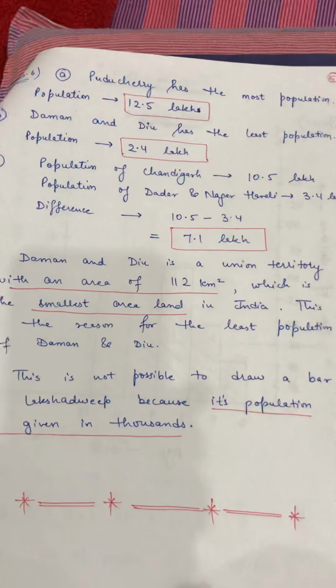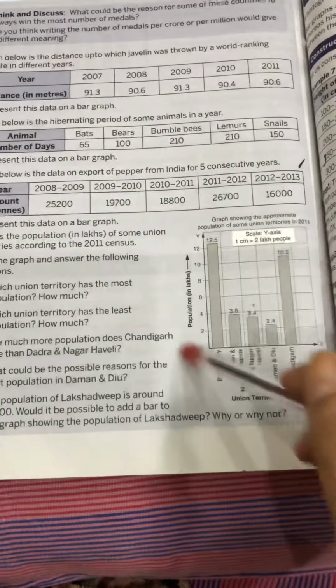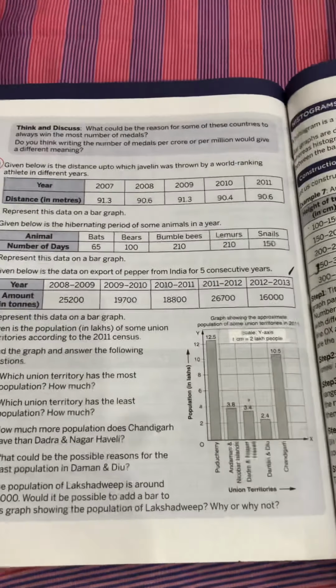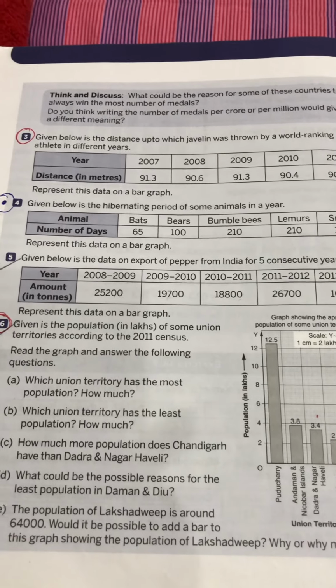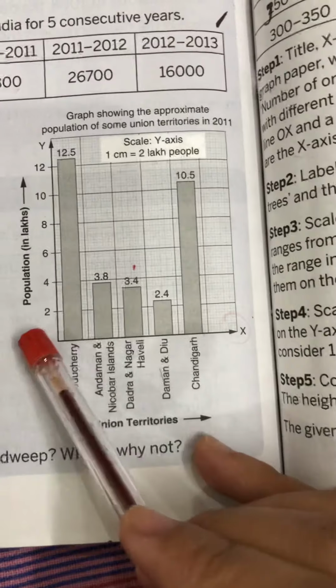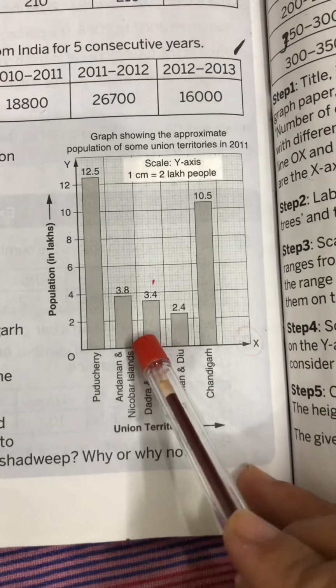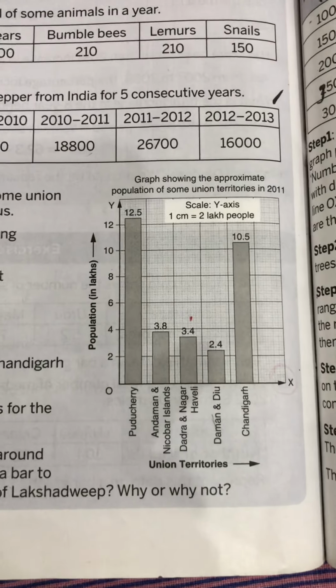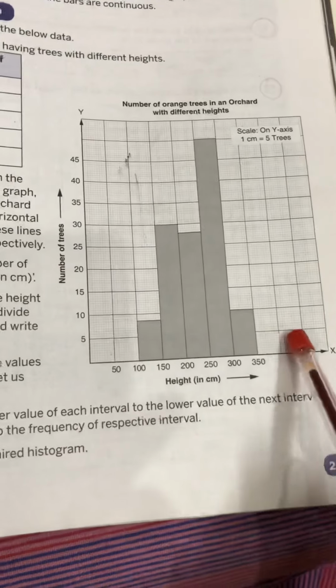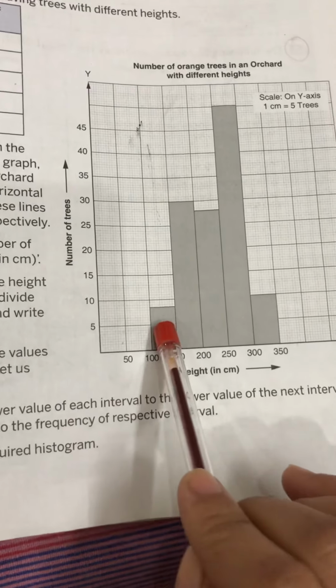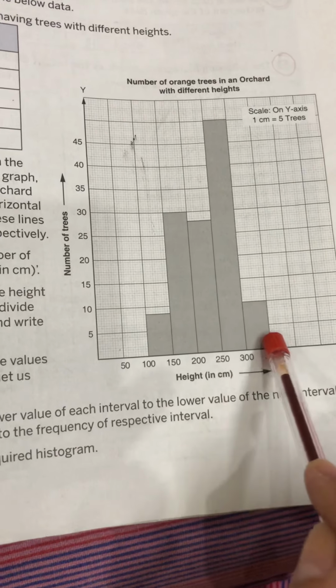Alright. So in this way you have to write answers if the graph is provided to you. Read the graph carefully, and then you can give the answers very easily. Alright, so this was the concept of bar graph. In the bar graph you have to maintain equal gap in between the bars. Now let's move to the next concept, that is histogram. In histogram there will be no gap in between the bars.